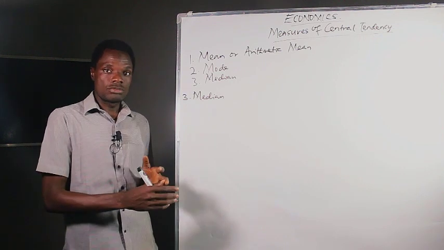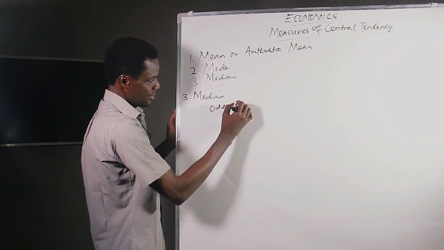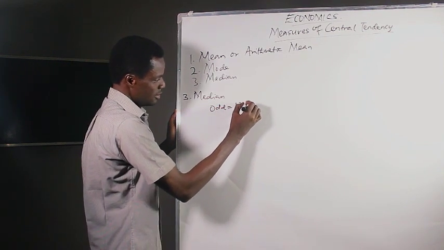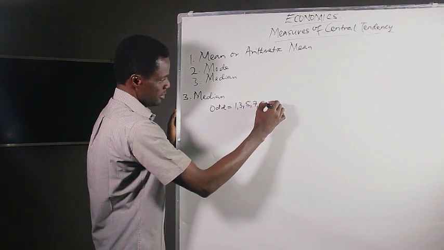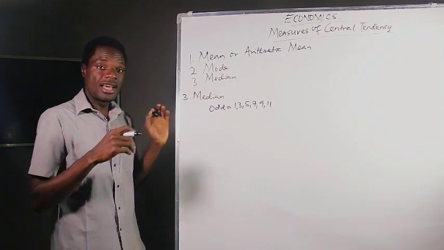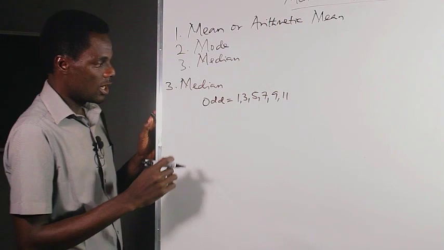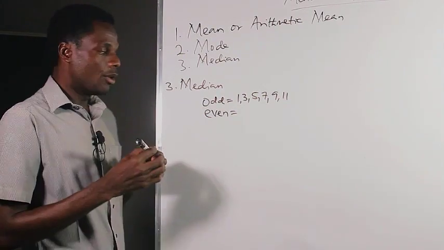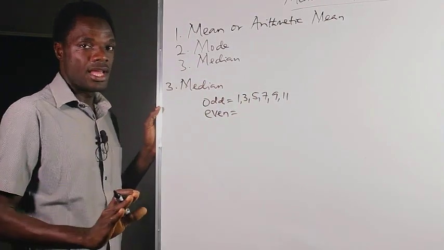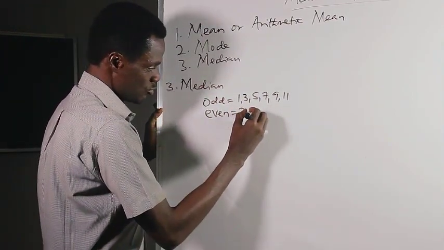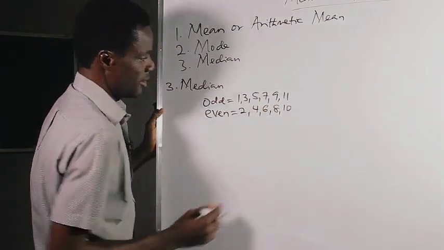So if it is odd, for example, we have odd numbers, which start with 1, 3, 5, 7, 9, 11, and the rest. Meaning that any number that cannot be divided without a remainder is an odd number. Then we have even numbers. If the observation is even, that means it can be divided without any remainder. For example, 2, 4, 6, 8, 10, and the rest.